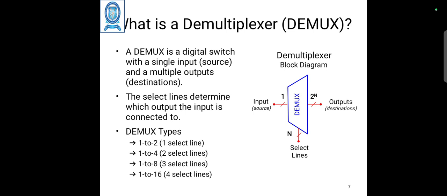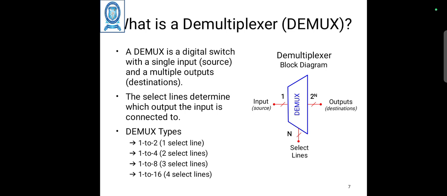These all have different numbers of select lines: 2, 3, 4, etc. So this is the basic demux circuit. The given figure is the block diagram of a demux. Here n is the number of select lines. 1 represents the input source, and 2 power n is the number of outputs. And typical applications of demux are a single source to multiple destinations: B/W laser printer, fax machine, color inkjet printer, and pen plotter.